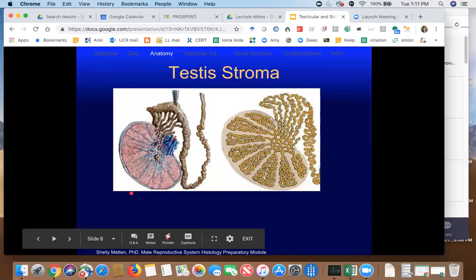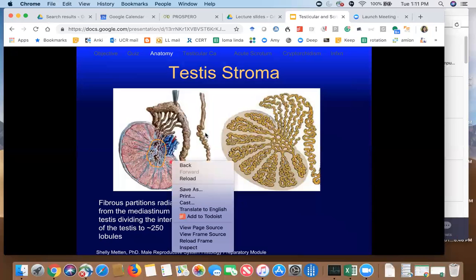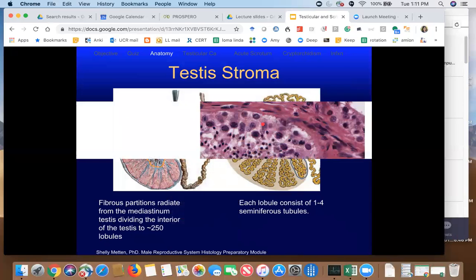Zooming into the testes, it's made up of a lot of seminiferous tubules, packed in, and they all centrally empty into the mediastinum, similar to the kidney, where all the papillae drain into the renal pelvis. So that's the mediastinum, and each lobule has 1 to 4 seminiferous tubules.